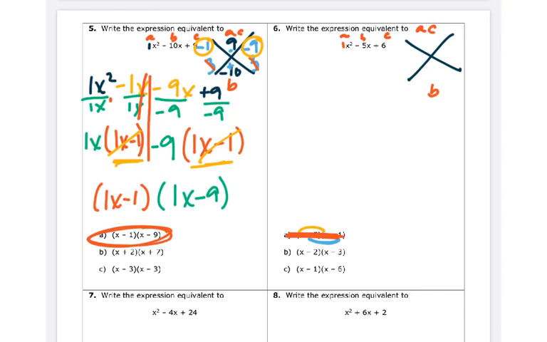So you can either factor this and get your factors, or you can double distribute your answer choice and see which one gives you the original question. So either way is fine. So either factor using the X method or double distribute and figure out which ones made that trinomial. Let's move on to number 7.